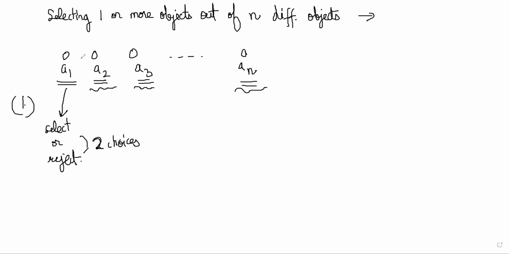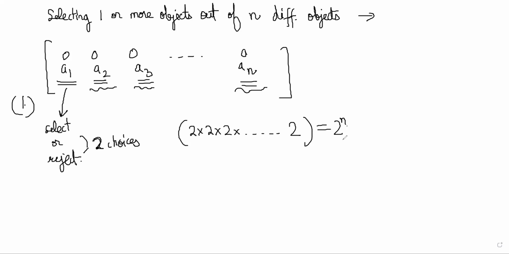So this is breaking down the task into subtasks. To make a selection, you have to make a decision about each object. So this is the multiplication principle: each subtask must be performed to do the ultimate task. So this is 2 into 2 into 2, the choices for each object. So this is 2 power n, the total number of choices.